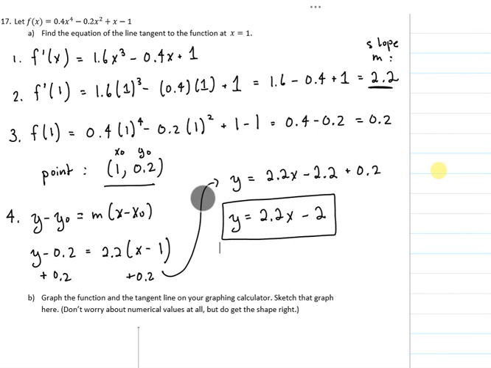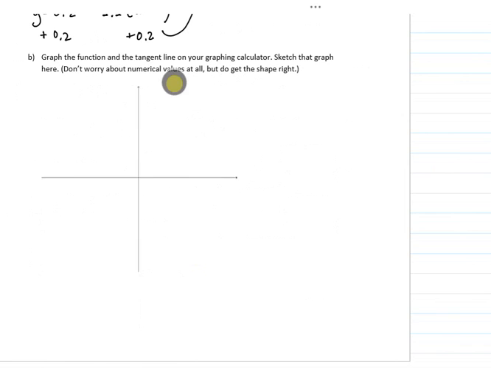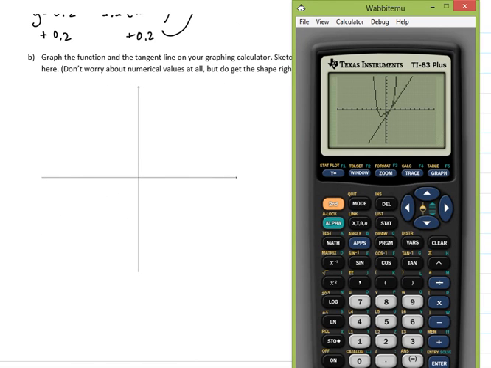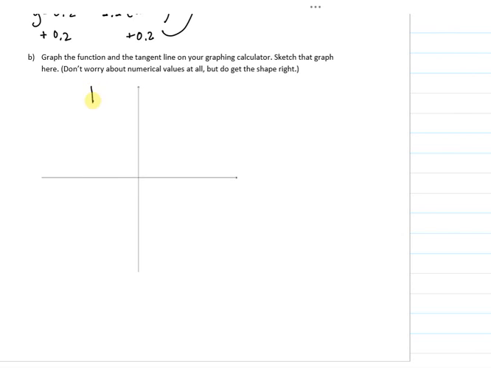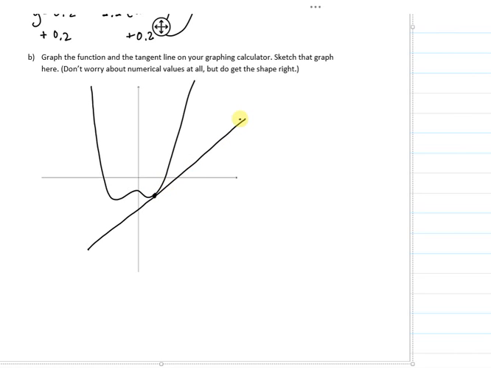So I'm going to go over here to my blank graph. Notice there's no numbers on the graph, so you don't have to worry about that. Function looks like it has a little divot, so I'm going to draw it like this. Little divot. And then I had a tangent line that went something like this. That's all I want to see on this problem. That is the end of part 3.